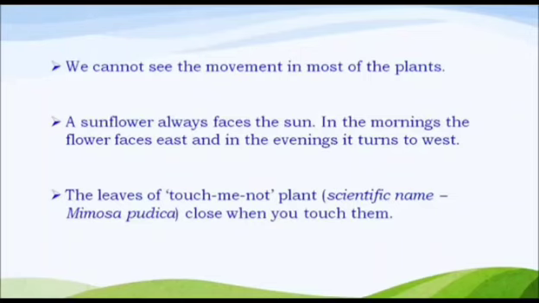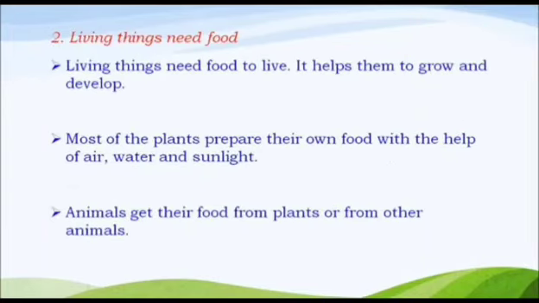The next is the second characteristic of living things: all living things need food. Living things need food to live. It helps them to grow and develop. Most plants prepare their own food with the help of air, water, and sunlight. Animals get their food from plants or from other animals. So living things need food, but non-living things do not need food.